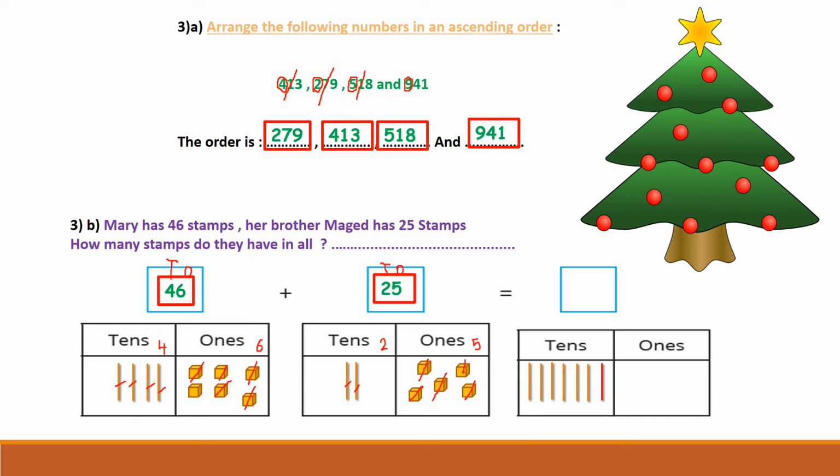I'm gonna put 6 tens. Now I have how many sticks? 1, 2, 3, 4, 5, 6, 7. So now I have 7. And how many square are left? I have only 1 here. So I'm gonna put here in ones only 1. So it will be 71. So 46 plus 25, it will be 71.